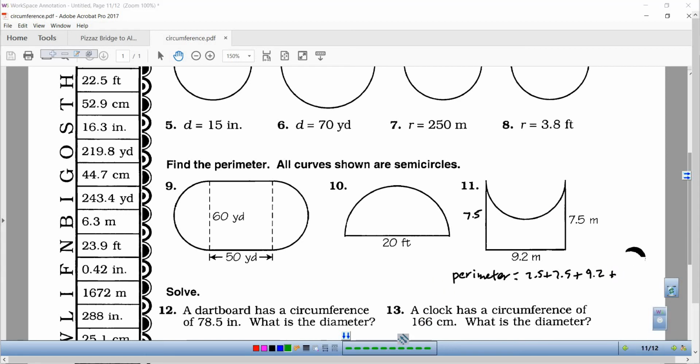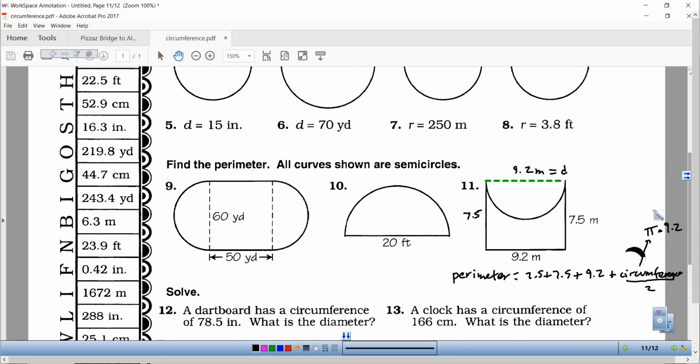Now, let me do this right here. What would that be right there? That would be 9.2. And why did I make it green? Because that's the diameter. But what do I have here? Not a whole circle, but a half a circle, right? So it's going to be plus the circumference divided by 2. And again, the circumference is pi times the diameter, but the diameter in this case is 9.2.